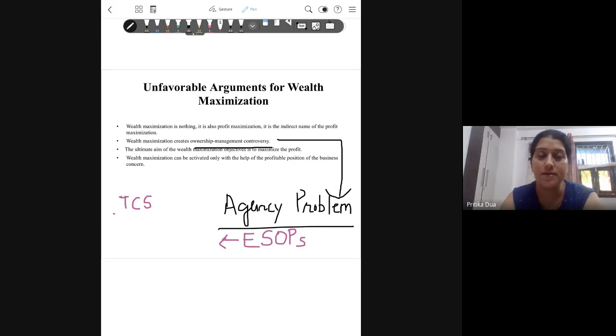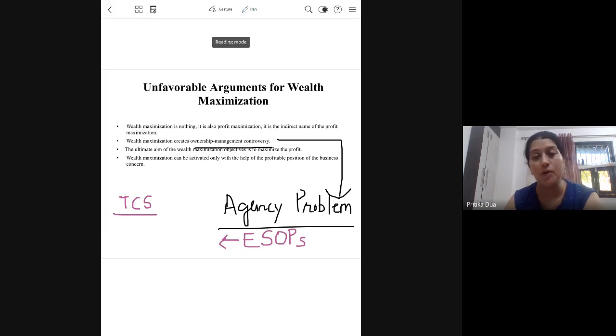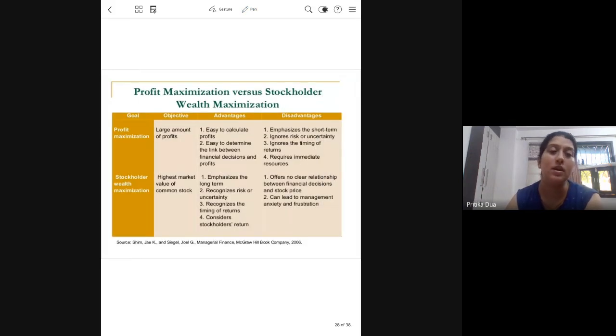Okay, I hope this is clear what agency problem is and how ESOPs address this problem. Okay, so on the whole it is said that wealth maximization as an objective is nothing but a successor for the profit maximization objective, because without profits wealth cannot be created. So this table summarizes both the objectives. Just have a look at this table. If there's any point which is not clear, please ask.